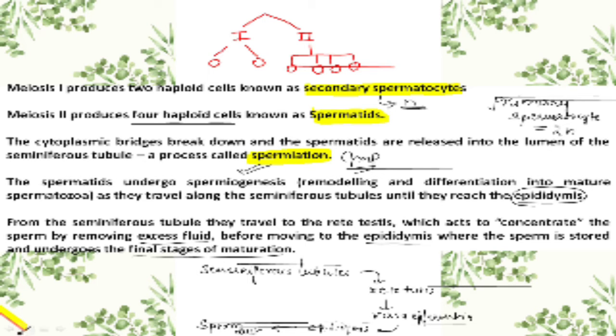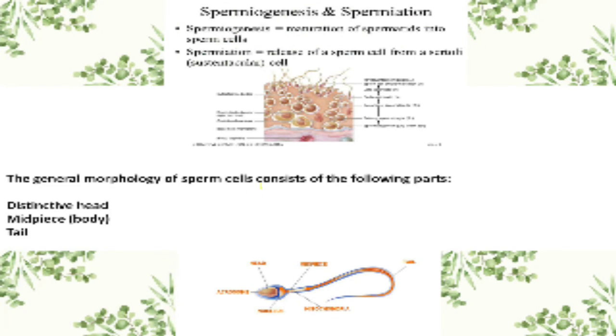So here this is written also that from the seminiferous tubules, they travel to the rete testis, which acts to concentrate the sperm by removing excess fluid before moving to the epididymis, where the sperm is stored and undergo the final stages of maturation. Because when we talk about the function of the epididymis, we say that in the epididymis, the sperms are temporarily stored and undergo maturation, which is a coiled tube like structure.